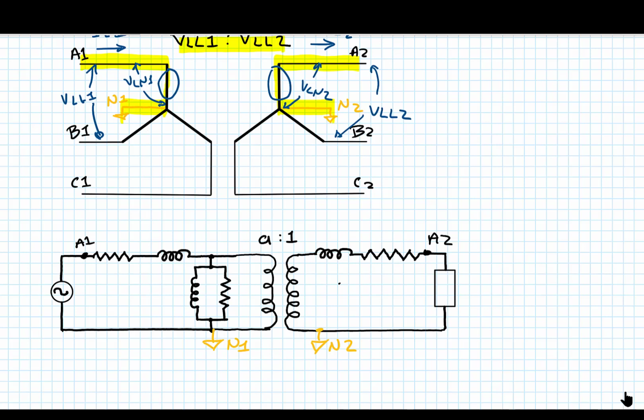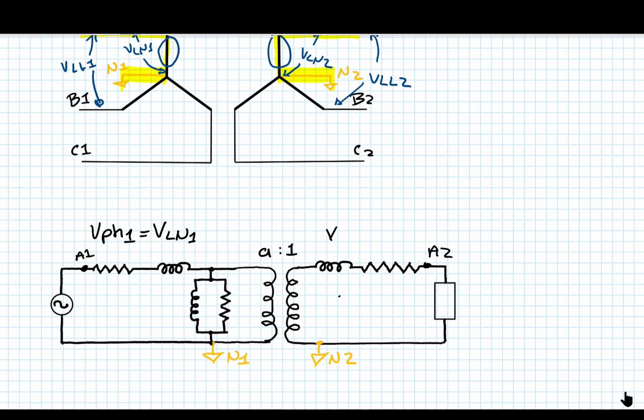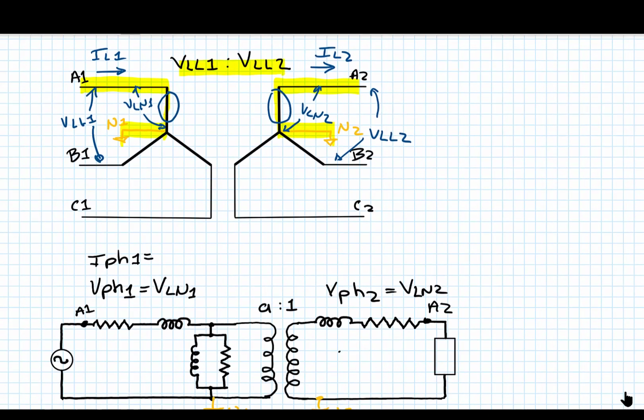The phase voltage on the primary is equal to the line to neutral voltage, so they're really the same thing. On the secondary side, the phase voltage, the actual voltage of the winding, is equal to the line to neutral voltage. The phase current on the primary is equal to the line current on the primary, and the phase current on the secondary is equal to the line current on the secondary.